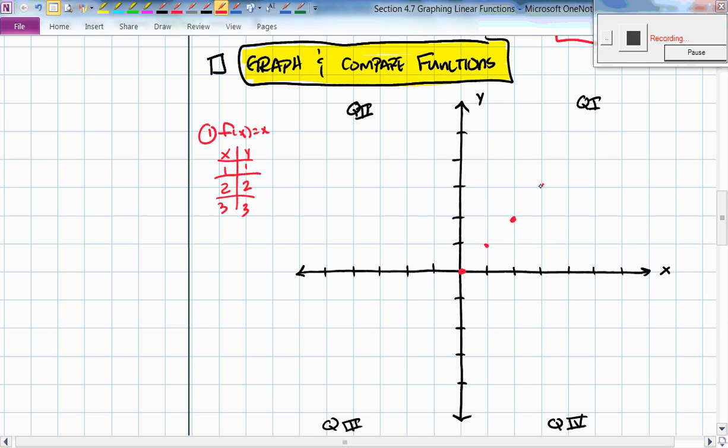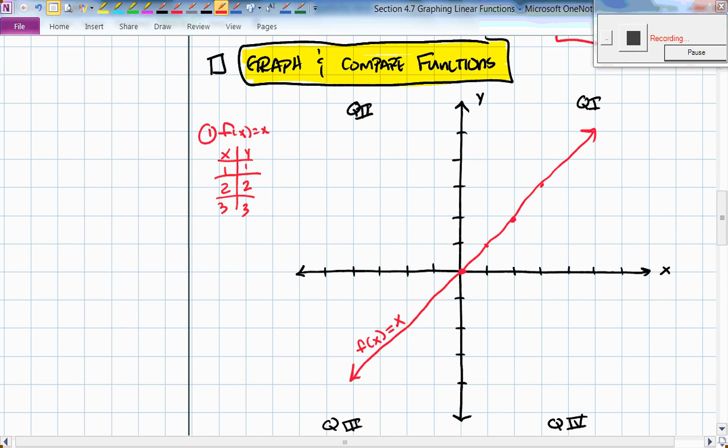3, 3. So, this is the first function that I want us to take a look at. And this is the function f of x is equal to x. Okay, let's talk about this function. Does this function have a positive slope or a negative slope? Positive. Why do you say positive? Because it's going up from left to right. So our slope is positive.